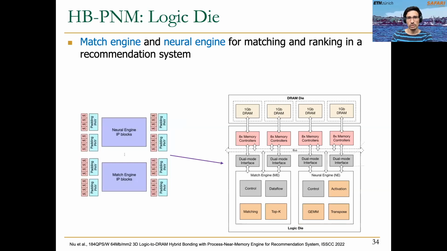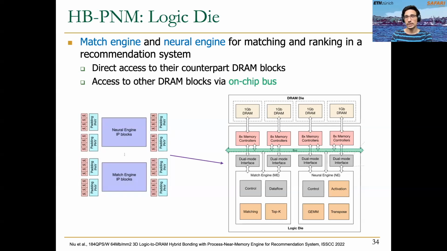Here you can see a closer view of these two engines. Here on the left-hand side, we have the match engine. On the right-hand side, we have the neural engine. As you can see, both can access their own DRAM blocks via this dual mode interface and the corresponding memory controllers. There are 8 memory controllers, probably 1 per each bank of these DRAM blocks, and they have direct access to their own DRAM blocks, but they can also access other DRAM blocks via the on-chip bus, as you can see on the slide.